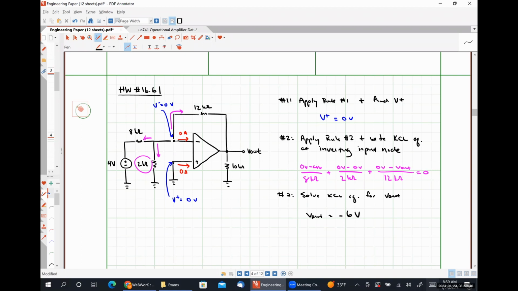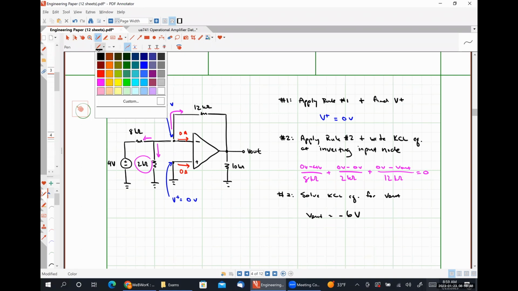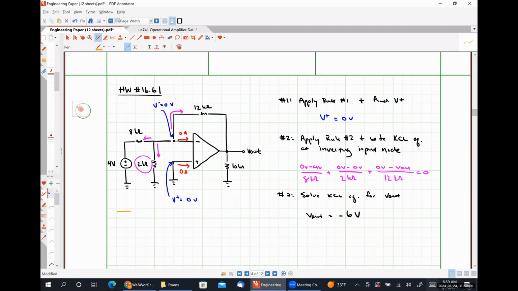So I would argue that this type of circuit is actually more in line with what you're expected to be able to analyze. The other problems in this homework set are more so about the correct application of the ideal op-amp rules. This one actually involves analysis.